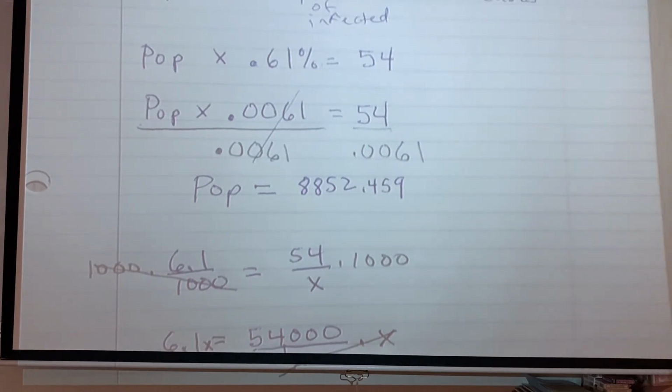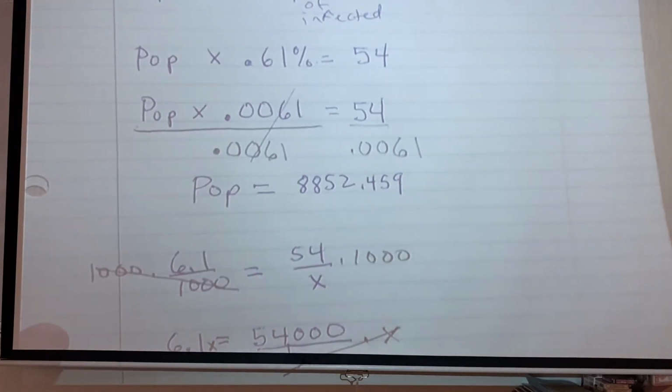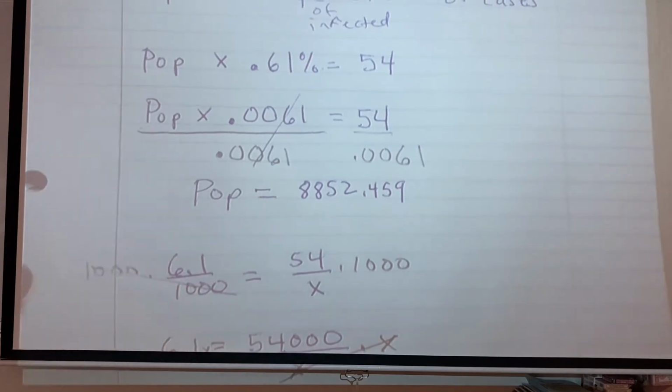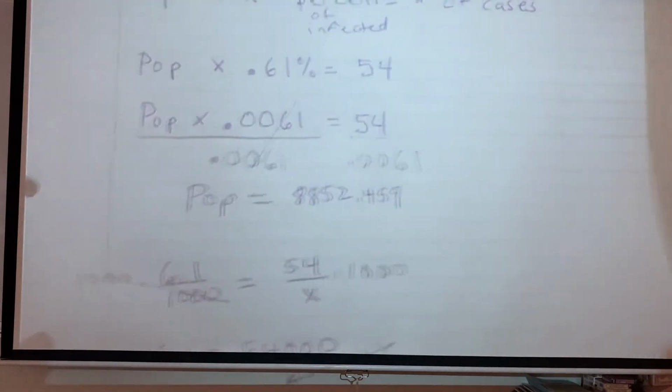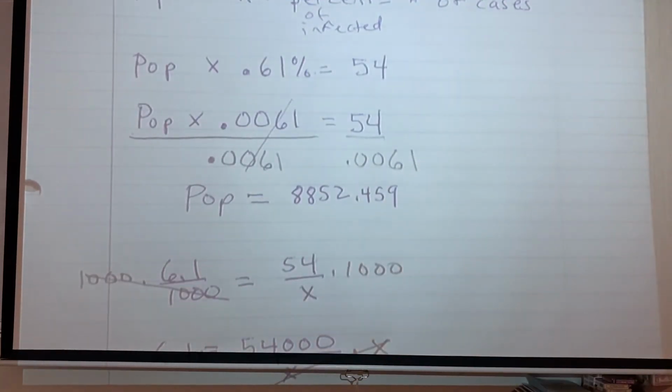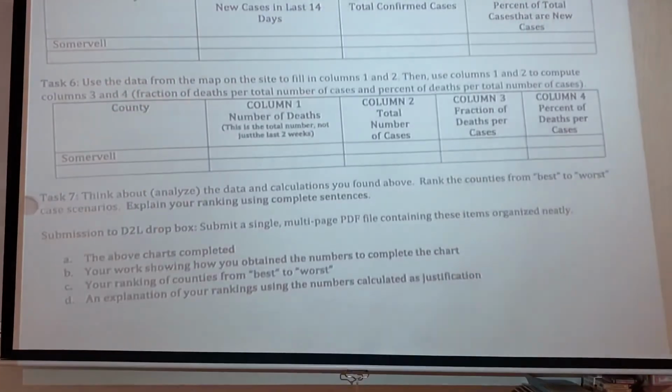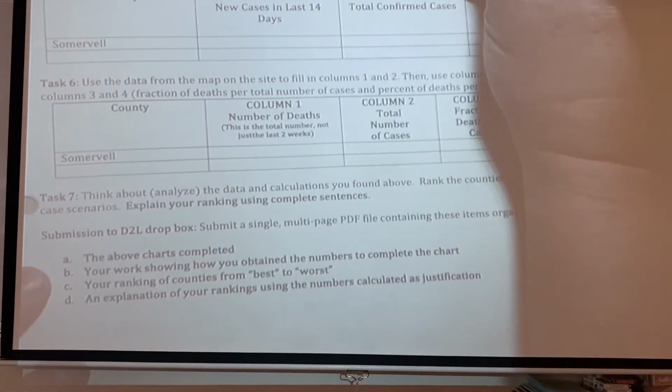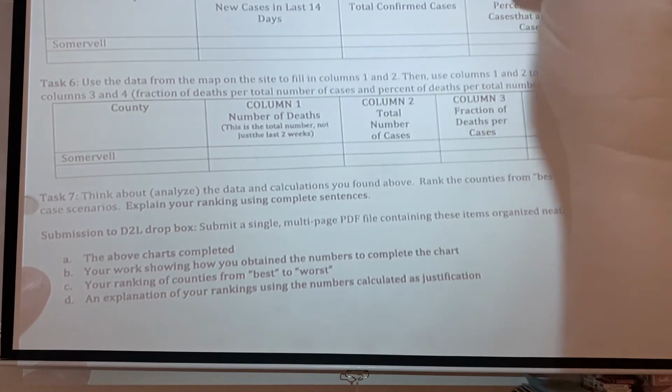Okay, so I know in Somervell County, there's about 8,852 people. I bet if I went to Google, it would be somewhere close to that, but Google was not always accurate enough to date. And we wanna use their numbers, trying to find out their numbers. Now what? What are we doing next? Oh, let me add that. So there's about 8,852 people. Round it up or down-ish.